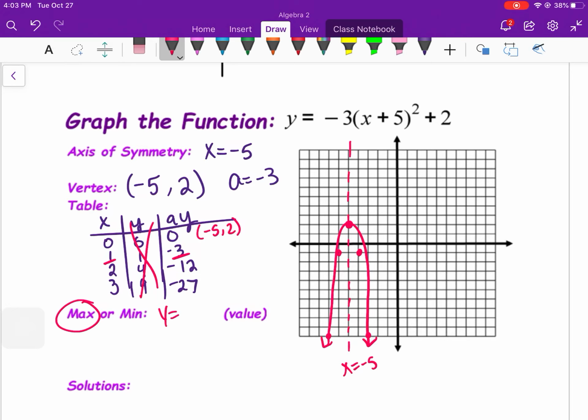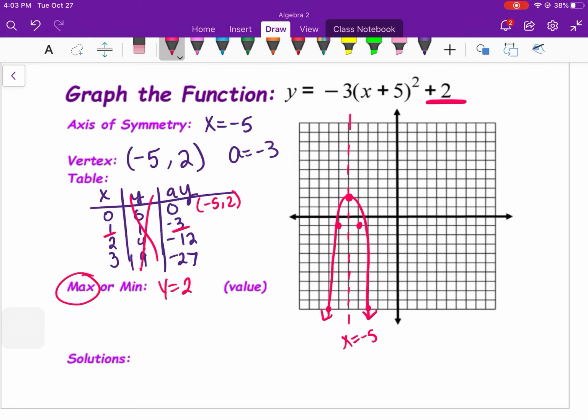This vertex is a maximum value, and it's the y value, which is at 2. It's maximum because it opens down. It'd be a minimum if it opened up, and it's always the y coordinate of the vertex that corresponds to that.